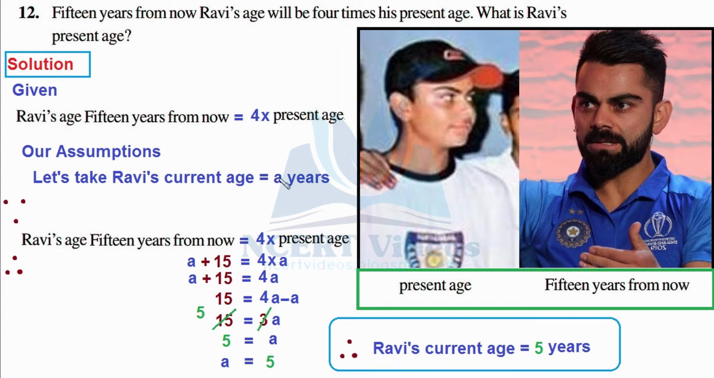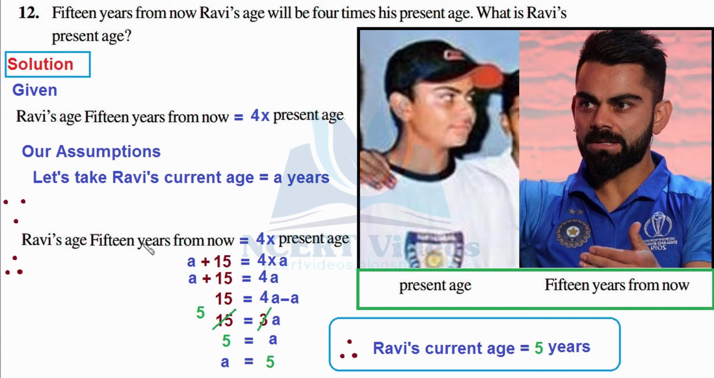Why small letter a as a variable? Because A denotes age and we have to consider the variable as the first alphabet of that word. Well, it is personal preference, you may take anything, but it makes quite a sense using the variable as the unknown quantity. And now we are writing because. This is the sign of because in mathematics. Ravi's age 15 years from now would be equal to 4 times his present age.